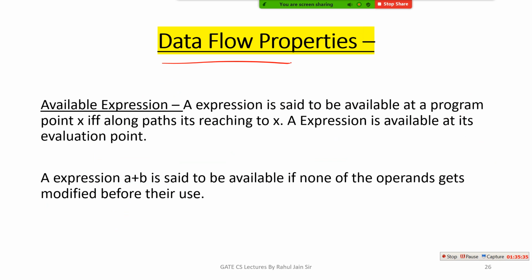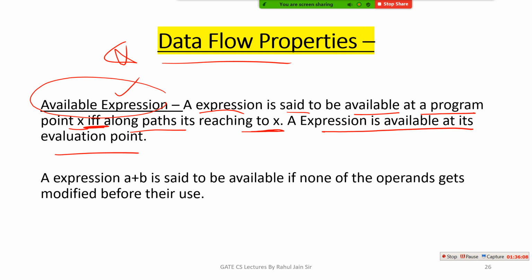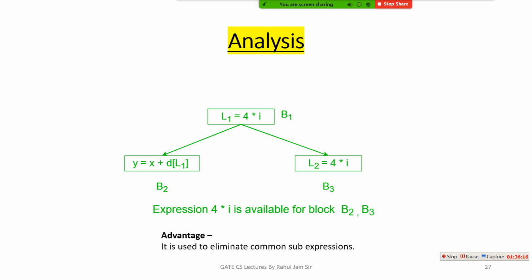Now, data flow properties. There are some important properties of data flow you must know, because you may get this kind of question directly as a theoretical question. For that purpose we are discussing the basic terminologies. The first one is available expression. What is an available expression? An expression is said to be available at a program point x if and only if along all paths reaching x, the expression is available at its evaluation point. Basically, an expression a plus b is said to be available if none of the operands get modified before their use. You can understand it better from this example.